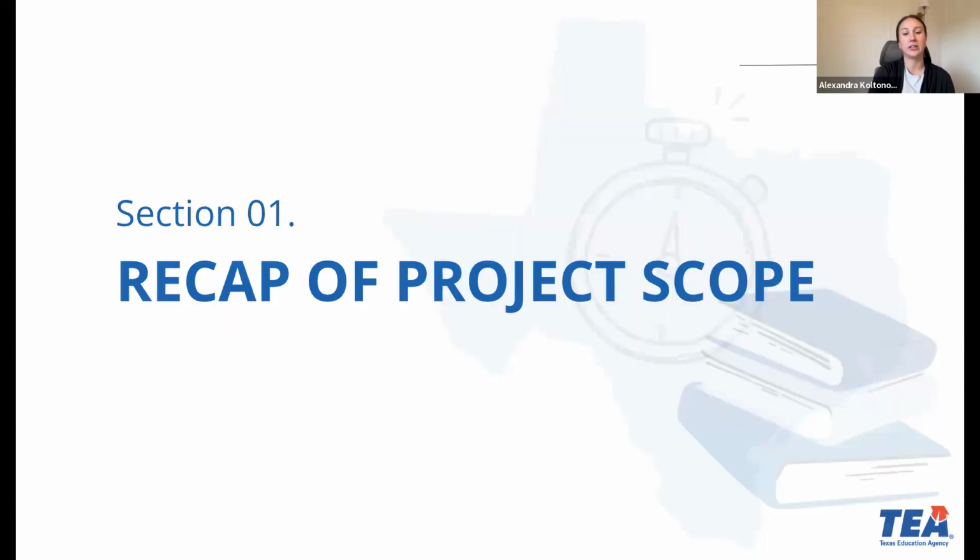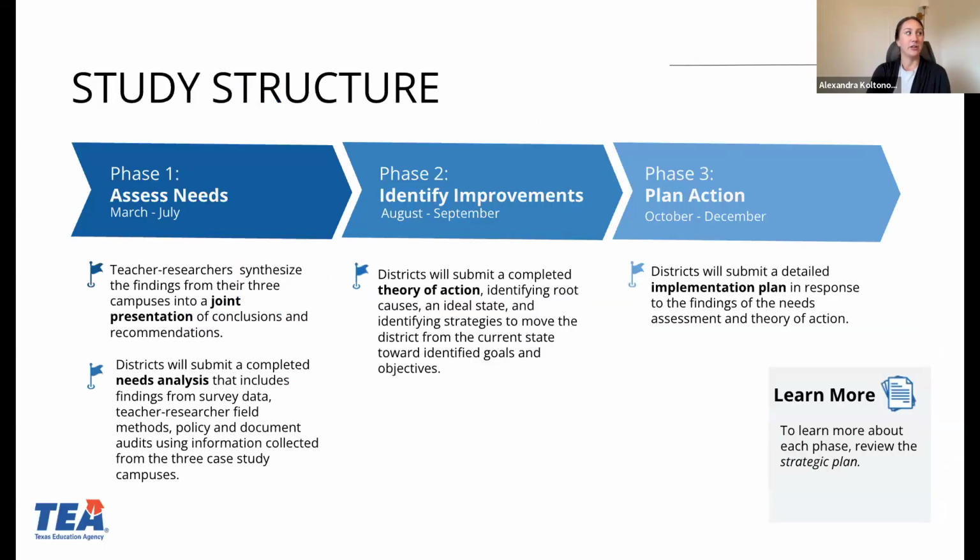So first, really quickly, we're going to do just a recap of the project. It feels like a long time ago, which was spring when we rolled this out. So just want to revisit it to remind you of that. As a reminder, that first phase was the needs assessment phase. We started all the way back in March, and it concluded at that teacher researcher convening.